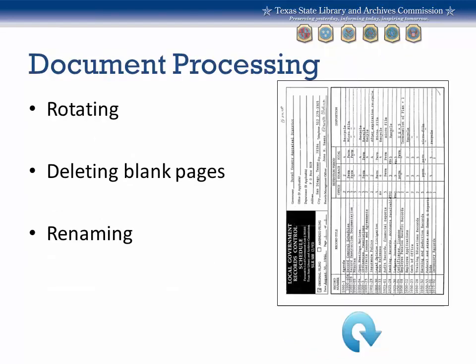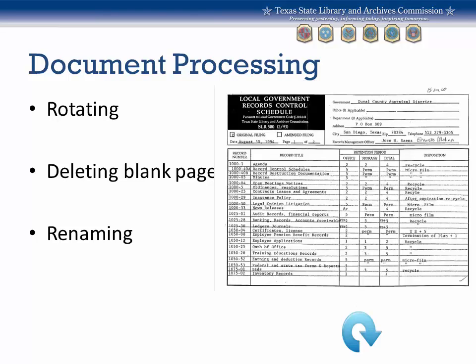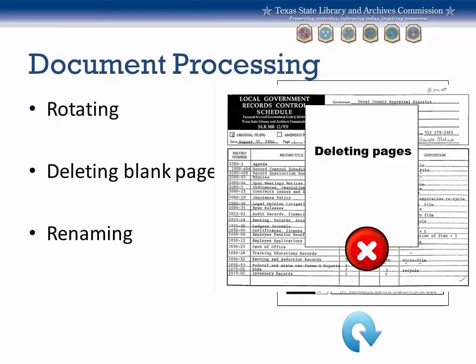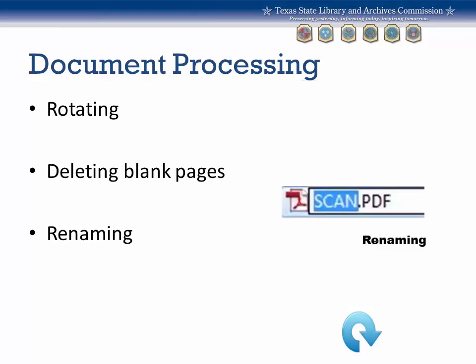After that, we have document processing. So there's usually some extra steps between scanning documents and actually using them. So for example, there's rotating. This is really hard to read unless I want to turn my head 90 degrees, but you can rotate the image and there, you can read it much better. Also, deleting blank pages, they just take up needless space, so you can just get rid of them. And also renaming. You don't want to have a bunch of scan 001. You want to rename them according to the metadata, the conventions that you guys have agreed upon beforehand.